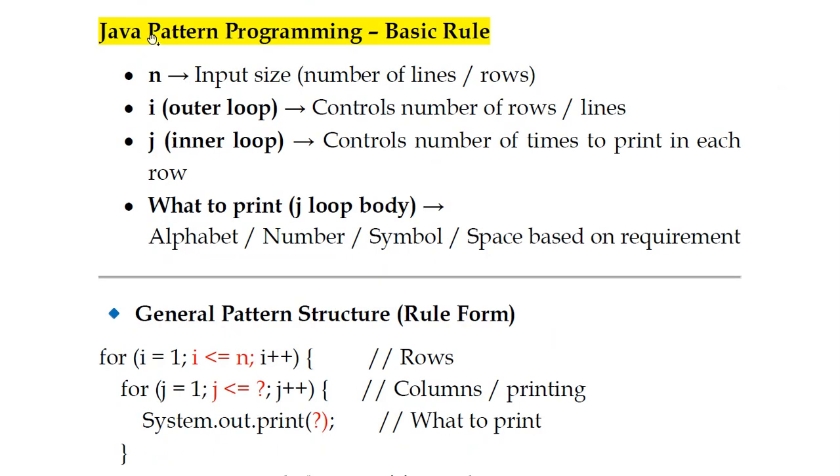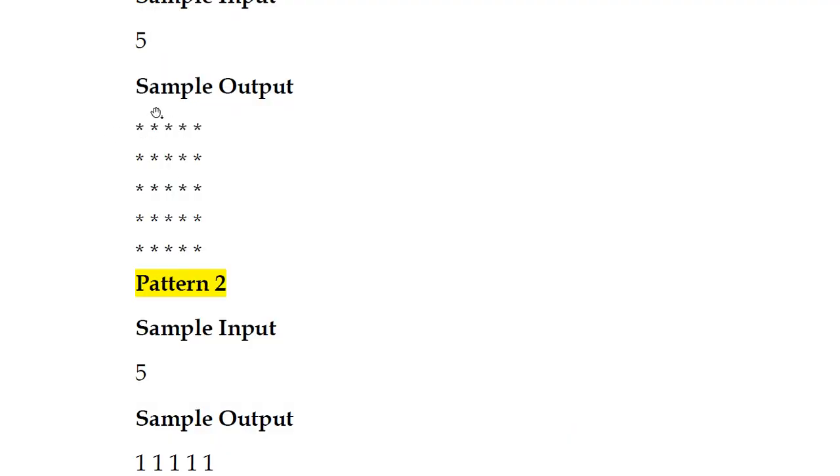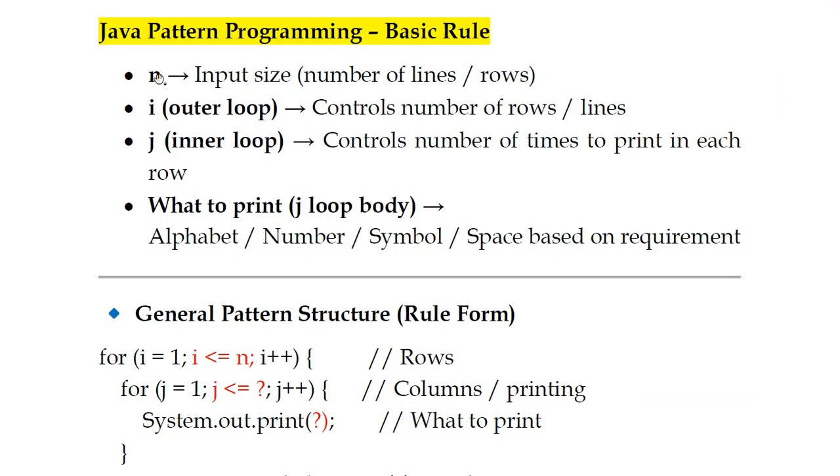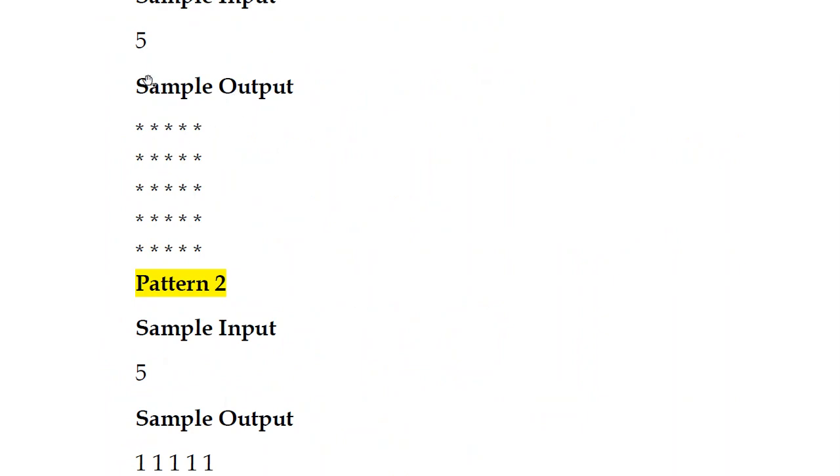Next, i: the number of rows or lines you are going to print is decided by the i variable. Most probably i depends upon n, because n is giving the size, the number of lines or rows. So i is going to work based on this n. So i varies depending upon the n variable.